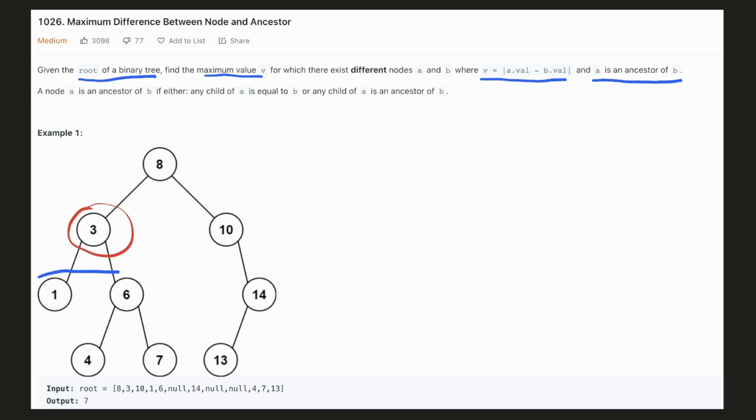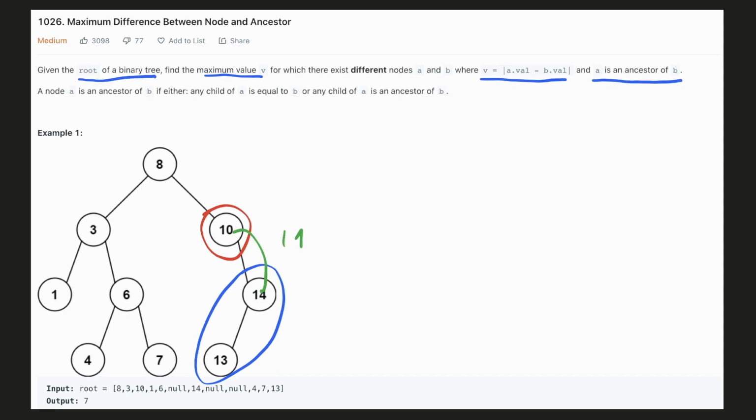Similarly, 3 would be an ancestor of these nodes, and we could consider 3 and any of these nodes and find their absolute difference. For example, if we consider 3 and 7, the absolute difference would be 4, and we have to maximize this difference across all the nodes and their ancestors. For instance, if we compare 14 and 10, the difference will be 4.